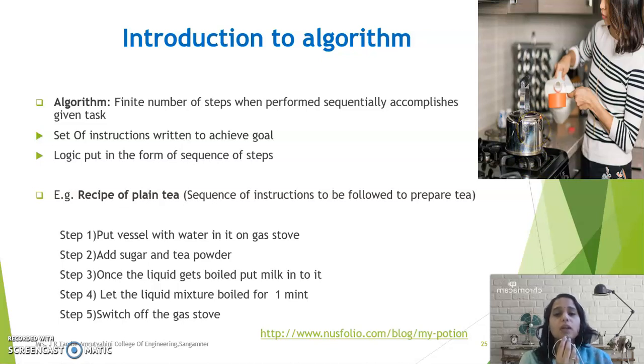Now next, adding the sugar and the tea powder, the person may add only 1 teaspoon of sugar and a double teaspoon of tea powder. Now after coming to the third step, he will realize that the liquid should get boiled, so at that time he will turn on the gas stove, he will switch it on.